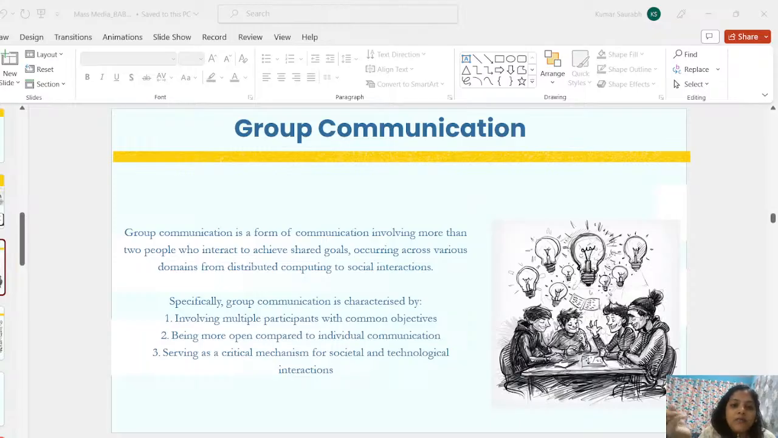The second is being more open compared to individual communication, and serving as a critical mechanism for societal and technological interaction. So the first characteristic is that one common objective should be there, and the second is that all the participants must have some homogeneity, something common should be there, right? So that commonness becomes a group further.